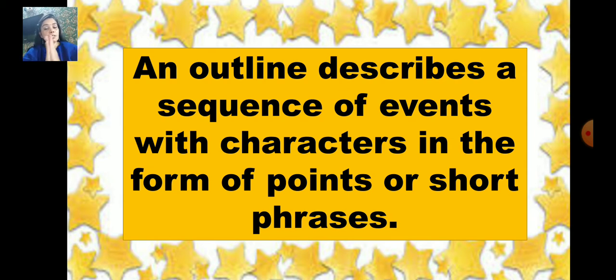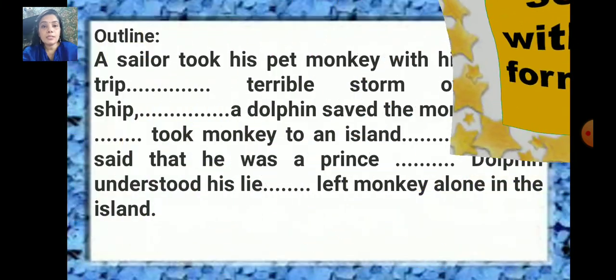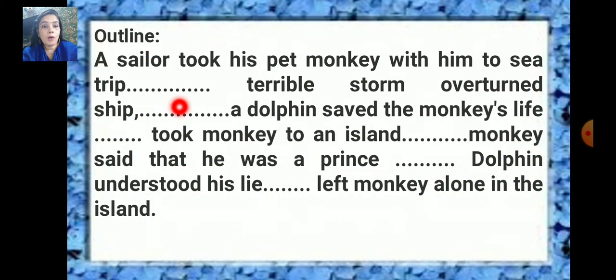So, after this incident, what is the next incident? What is the next line? What is that character going to do? So it will be in sequence. Okay. Now next one is the example outline of the story.